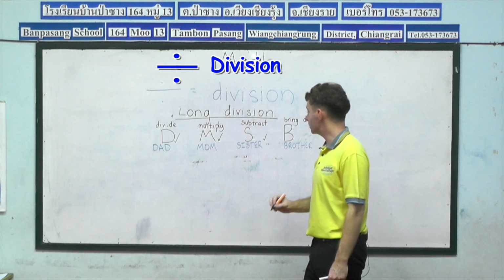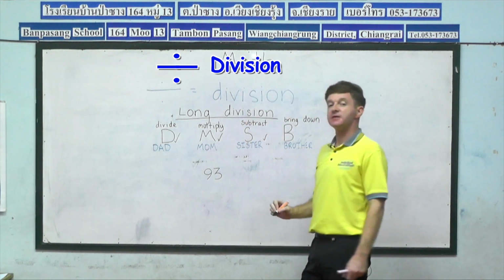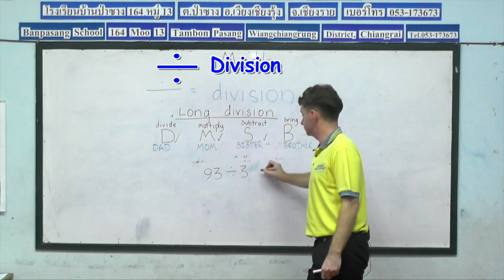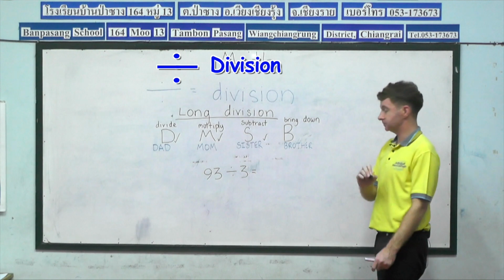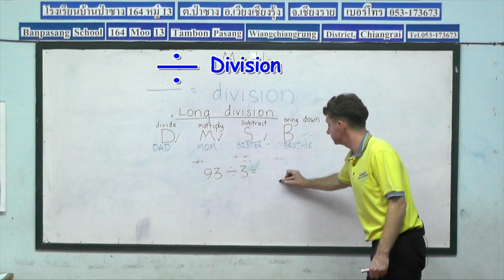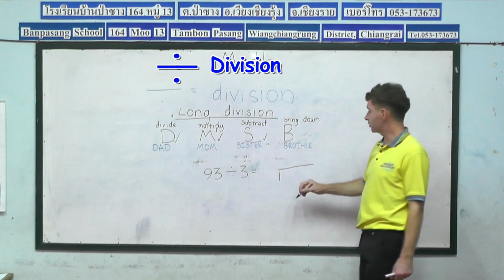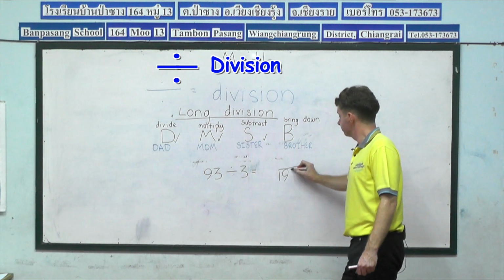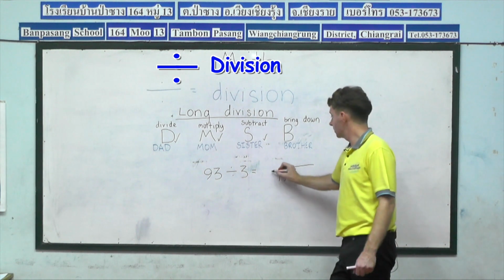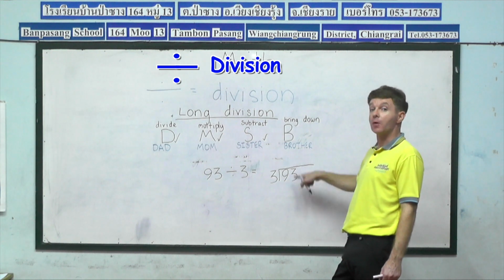So this time we will have 93 divided by 3 equals. Okay? So first thing to do, organize. Let's do our table. What numbers go inside our table, guys? 9 and 3. What number goes outside our table? 3. This is the number we want to divide, and this is the larger number that we're using the division for.